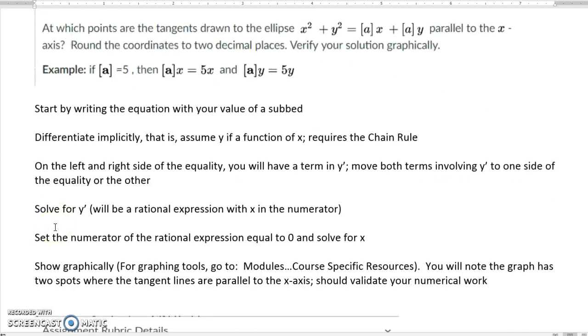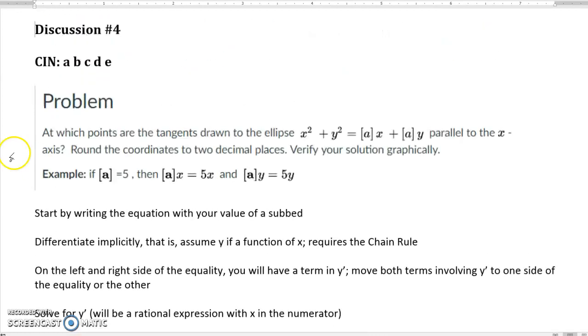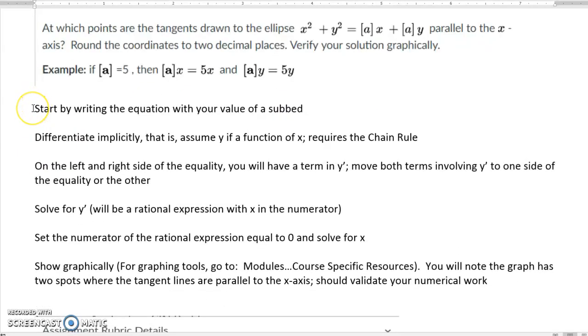This week, I'm not showing any equations or notation. I'm just going to offer up some steps for you to go through and finish up this discussion post. So my first note is we want to start by writing the equation x squared plus y squared equals ax plus ay by subbing your value of a as both the coefficient of x and y on the right-hand side of the equation. So that would be the first step. So go ahead and write that equation.